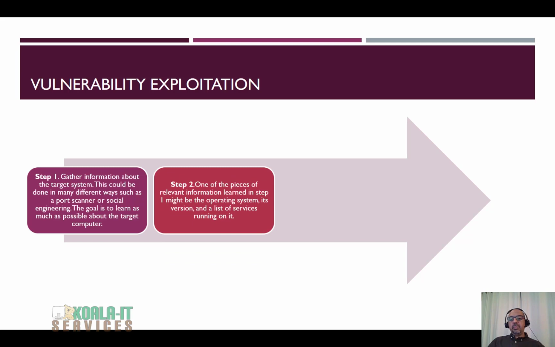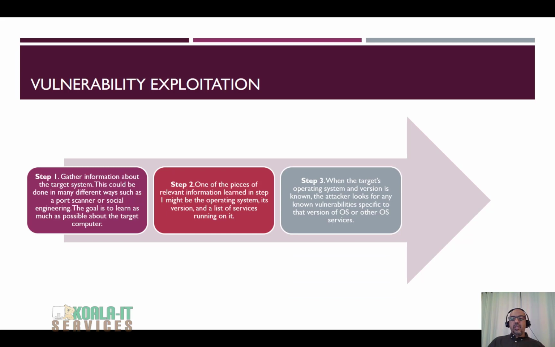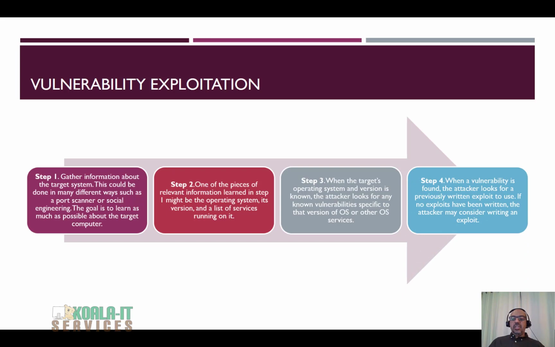Step 2. One of the pieces of relevant information learned in Step 1 might be the operating system, its version, and a list of services running on it. Step 3. When the target's operating system and version is known, the attacker looks for any known vulnerabilities specific to that version of OS or other OS services. Step 4. When a vulnerability is found, the attacker looks for a previously written exploit to use. If no exploits have been written, the attacker may consider writing an exploit.